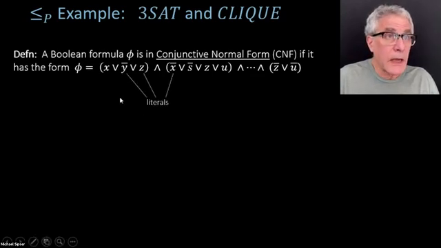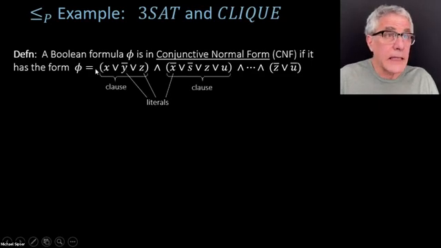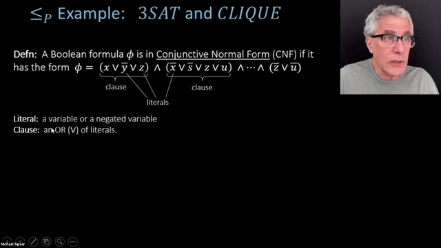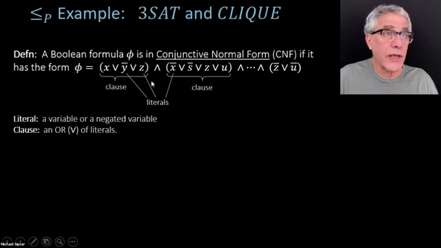Just to state it again, those variables or negated variables are going to be called literals. And the ors of a bunch of literals are going to be called clauses. This is just the standard terminology in the field. So a literal is a variable or a negated variable, and a clause is an or of literals. Just a definition. All right, so we have a bunch of these clauses here. Each of the clauses has an or of literals in it.